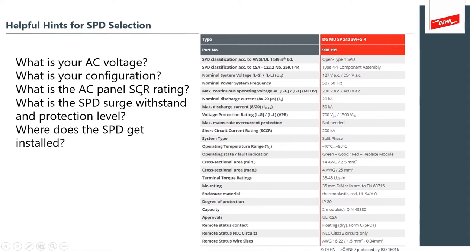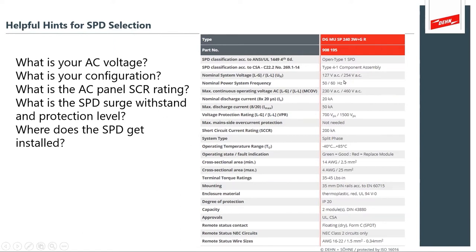What is the AC panel short circuit current rating? So the SPD has to be matched to the breaker that's upstream. You can't have an underrated SPD, otherwise it needs to have a secondary disconnect. What is the SPD surge withstand? Is it truly designed for this application? In this case, we're looking at something that looks like a UL surge type 1, which is a high level of exposure. And where does that SPD actually get installed?